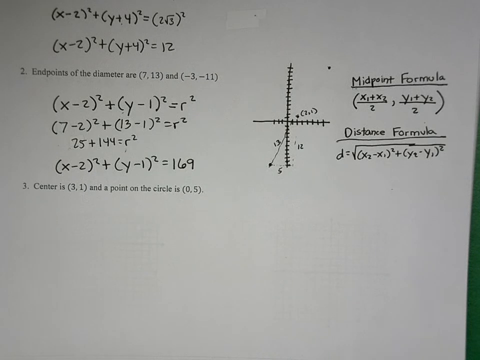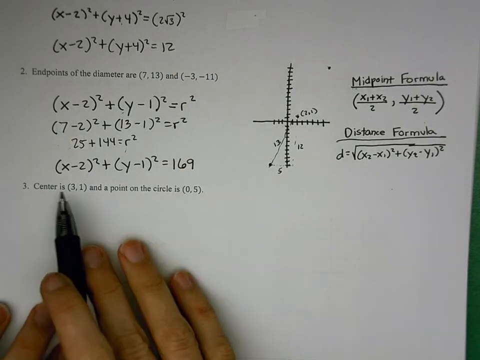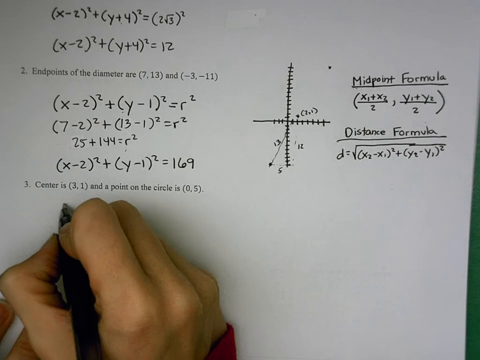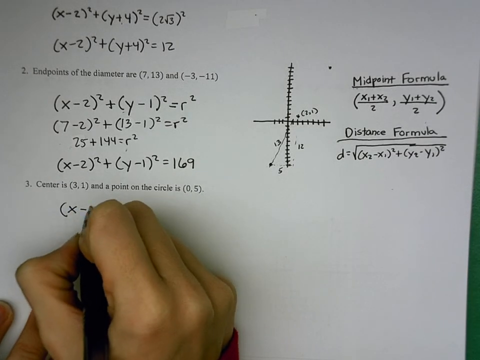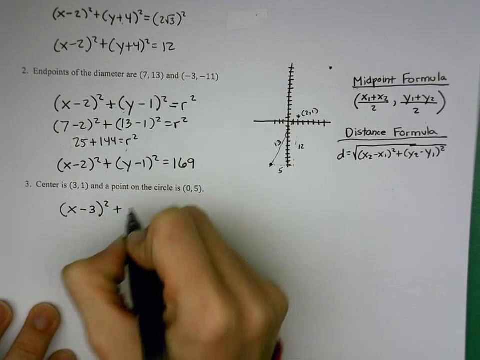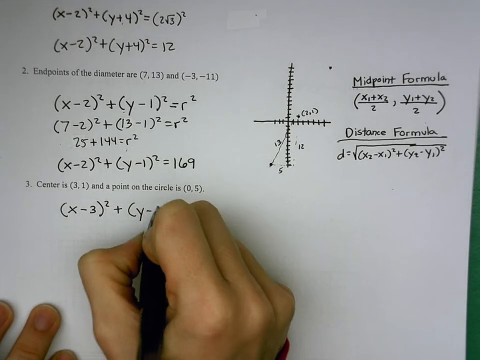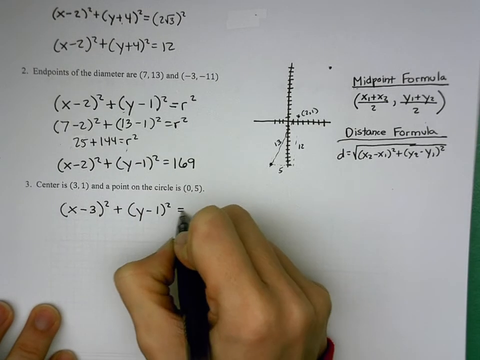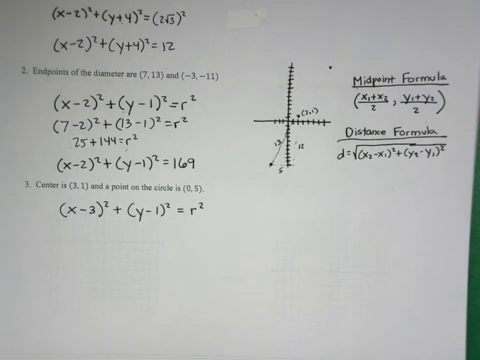Okay? So here we go. Nice thing about this one, they did give us the center. So 3 needs to zero out the x, 1 needs to zero out the y. The question is, what's your r squared?